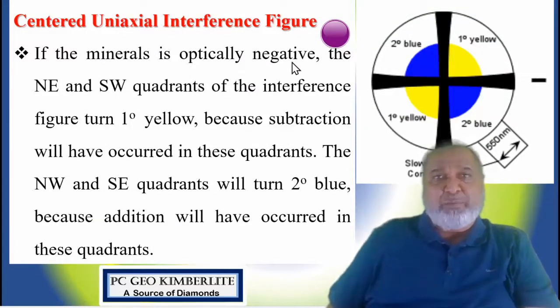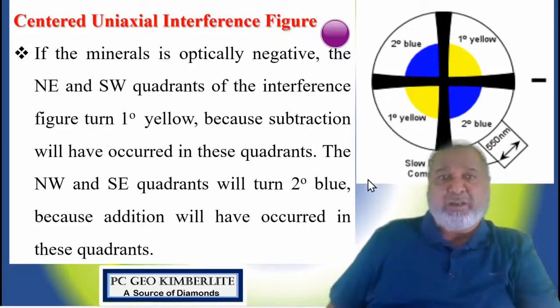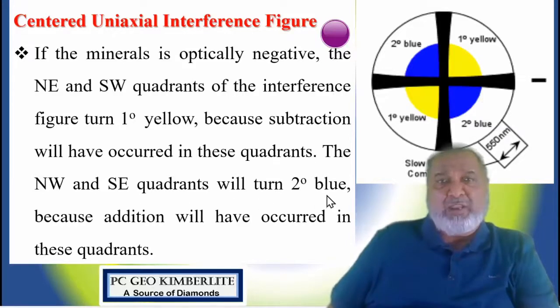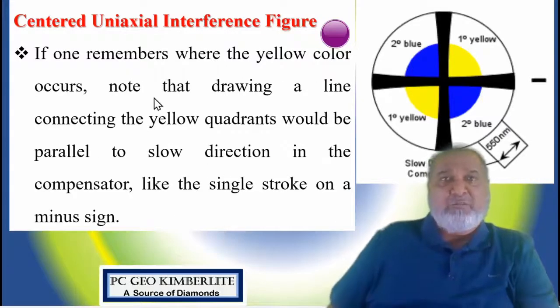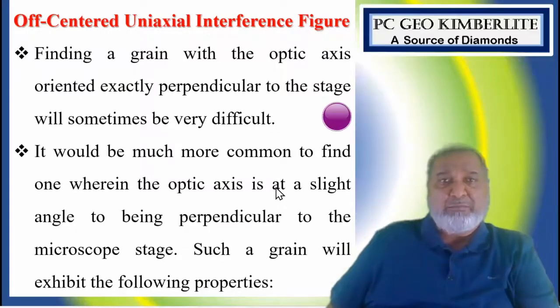If the mineral is optically negative, the northeast and southwest quadrants of the interference figure show first-order yellow, because subtraction will have occurred in these quadrants, and now they have become parallel to the slow ray. So the mineral will be negative. The northwest and southeast quadrants will have second-order blue because addition will occur in these two quadrants. If you remember, when the yellow color occurs, a line connecting the yellow quadrants would be parallel to the slow direction in the compensator, like the single stroke of the minus sign.